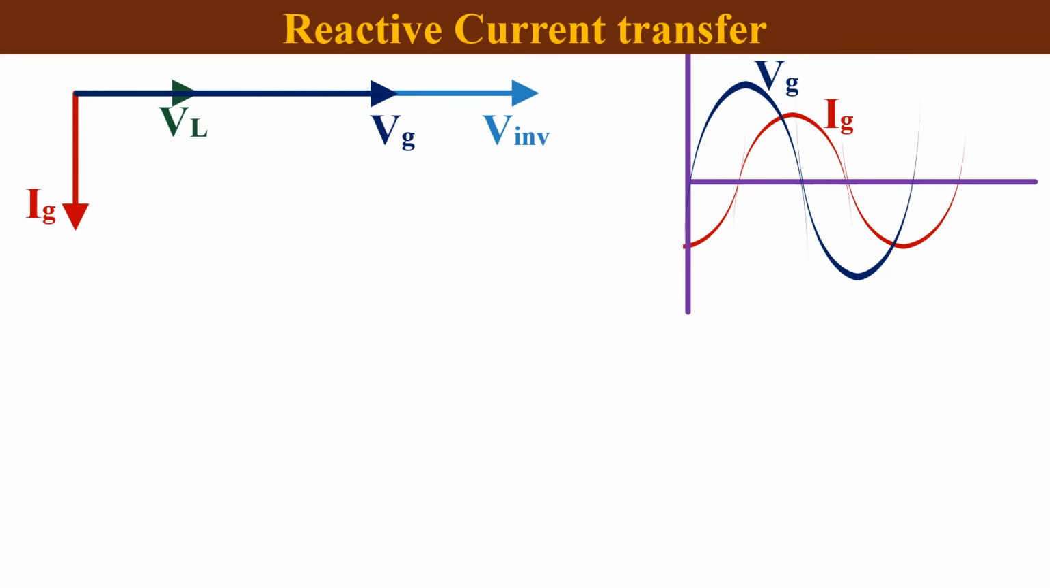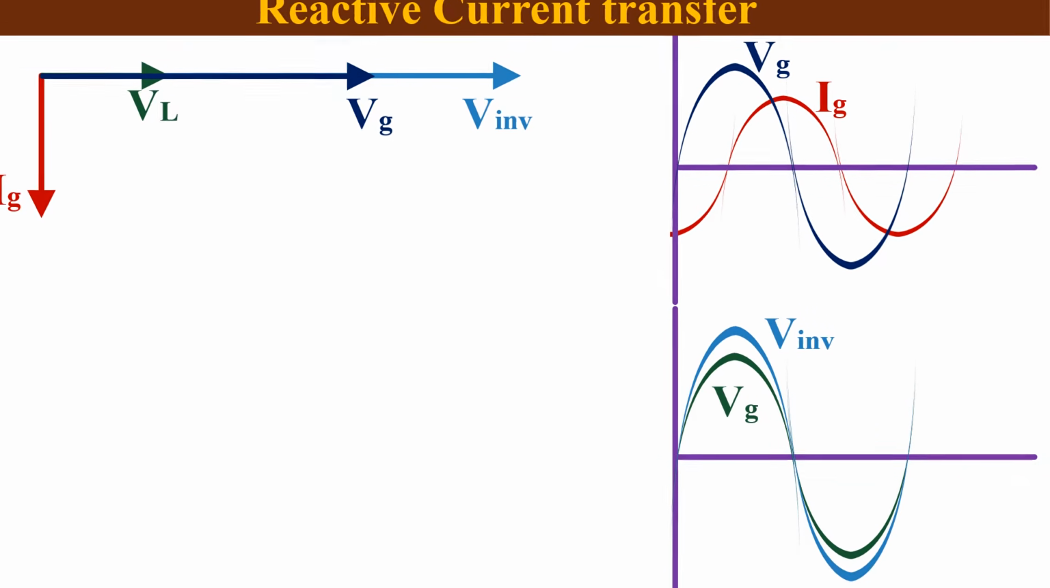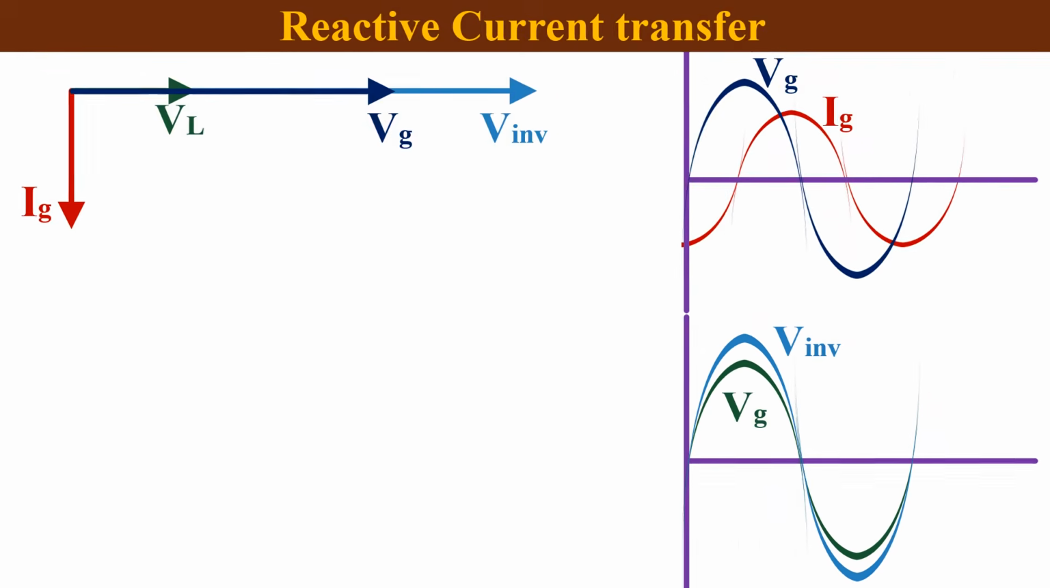From the phasor diagram, it is clear that the inverter voltage and grid voltage are in phase, and the magnitude of inverter voltage is greater than the grid voltage. So we can conclude that, in order to send a lagging reactive current to the grid, the inverter needs to generate a voltage, which should be aligned in phase with the grid voltage, and its magnitude should be higher than the magnitude of grid voltage.